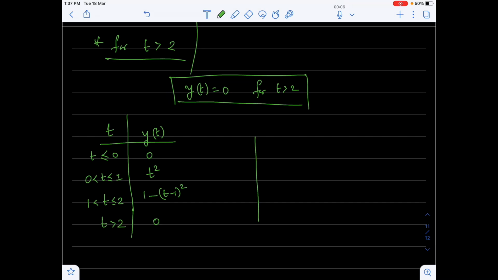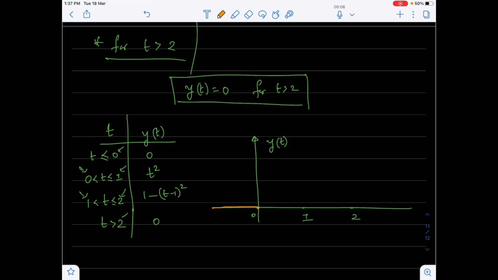So how to sketch this? It's very easy. You see what the points are here: 0, 1, and 2 only. These are the points, right? So this is our y of t. Now y of t is equal to 0 for t less than 0, so everything is 0 for t less than 0. Then it is t square.